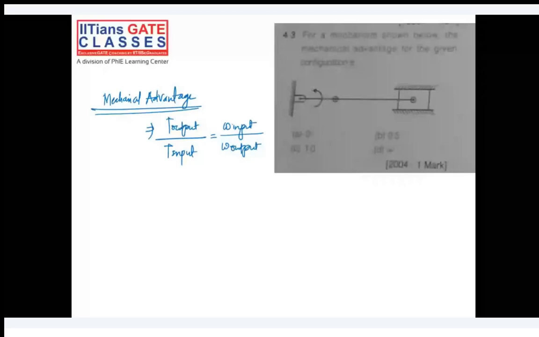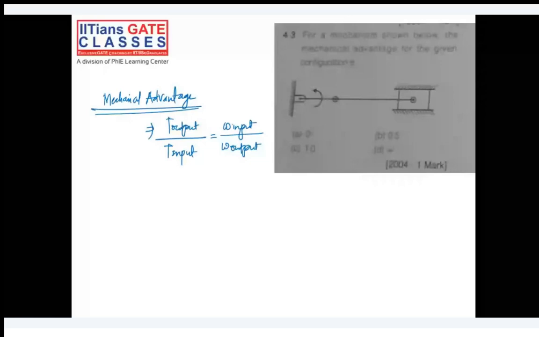So with that, tell me the answer for this question. So it's like half of all already solved. You can clearly see here there is a slider. Input link is slider. Output link is slider. Hence omega for the output will be 0 itself. Do you agree? So if omega for output is 0, whatever will be the value for the input, anything upon 0 will be infinity.